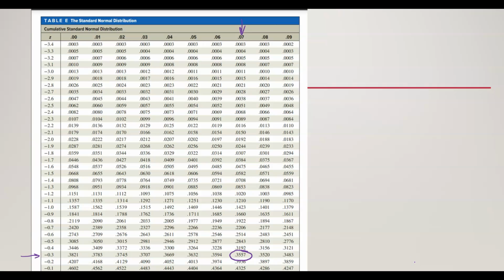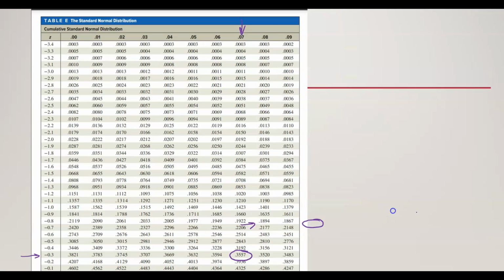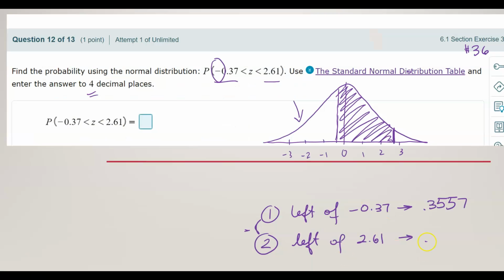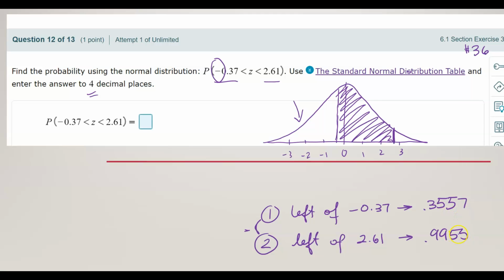Now step 2, let's look at 2.61. Let's pull up the positive side. 2.6 is here, 2.61 is this guy. So 0.9955. What a beautiful number. Perfect. 0.9955. Now I need to subtract those two.